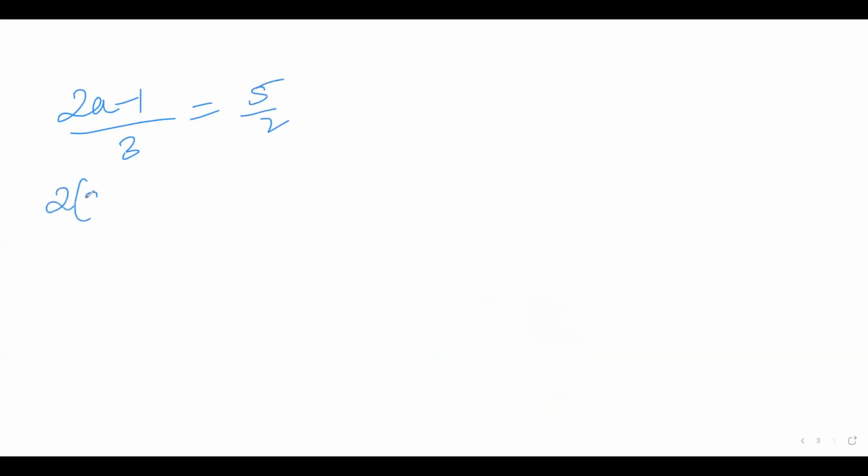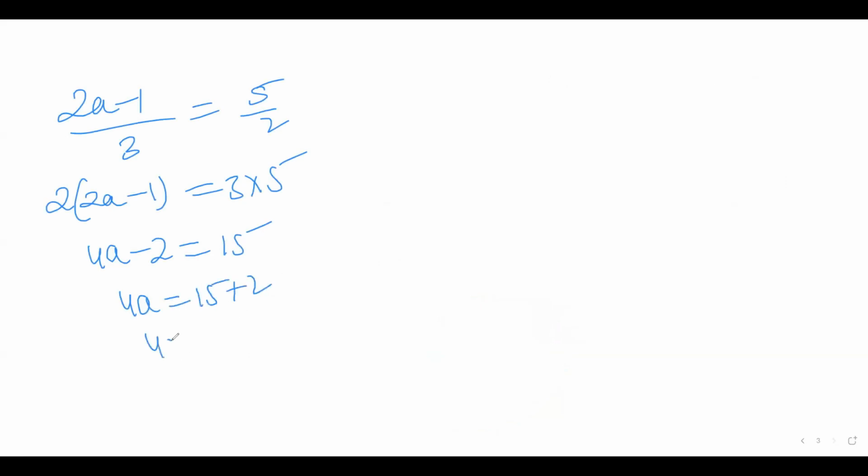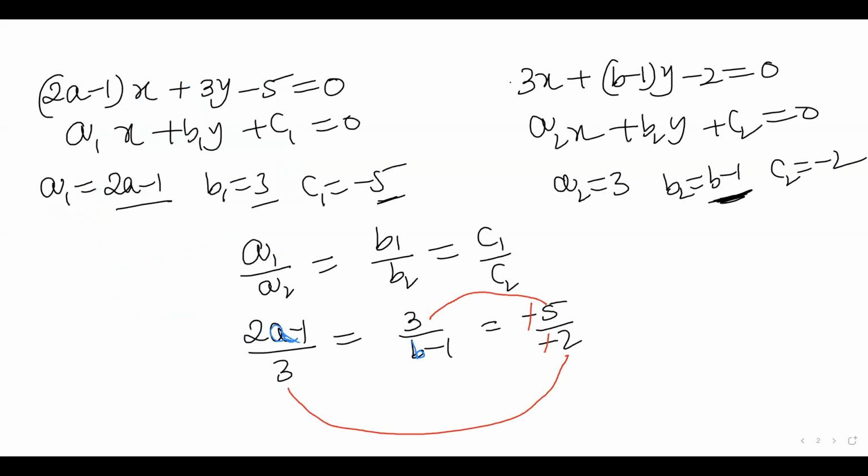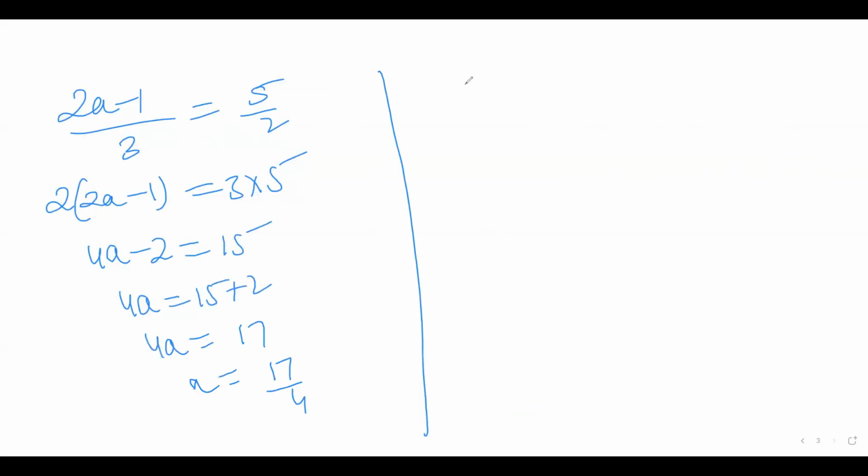Cross multiply, 2 into 2A minus 1 is equal to 3 into 5. 4A minus 2 is equal to 15. 4A is equal to 15 plus 2. 4A is equal to 17. A is equal to 17 by 4. So now next, comparing second and third term.